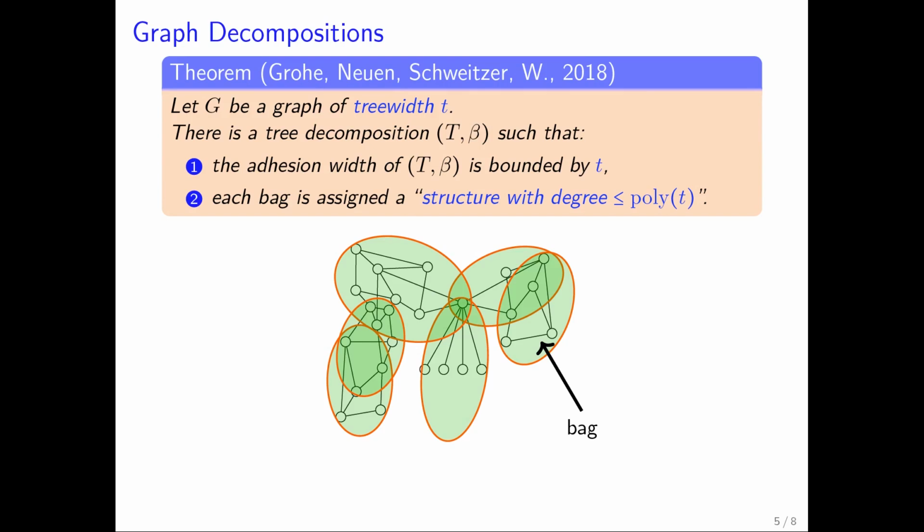But actually they are not that unrelated. In fact, if you have a graph of bounded treewidth T, there's a tree decomposition of the graph, a decomposition into bags, such that the adhesion width, that is the maximal intersection of two such bags, is bounded by the treewidth, and you can assign to each bag a structure of bounded degree. So roughly speaking, you can decompose a graph of treewidth T into bounded degree parts. It does not mean that the graphs induced on the bags are actually graphs of bounded degree, but I will not define what this structure of bounded degree means. It's actually some group theoretic characterization that restricts the composition factors of the automorphism groups of these graphs.